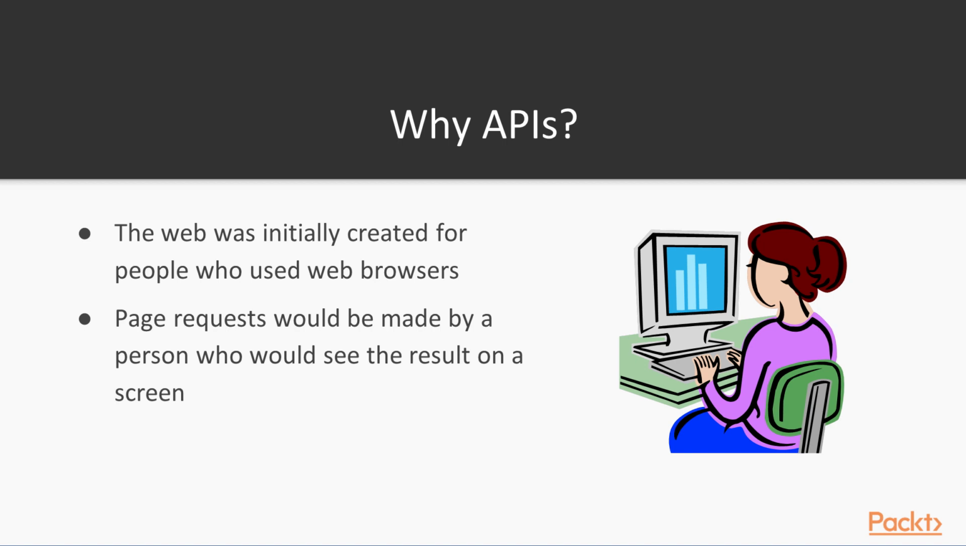When the World Wide Web was first created, it was designed for people who used web browsers. They would make requests through their browser and the browser would respond by communicating with the server. The server would actually format a response for the browser to display the end result to the user, which would be displayed on a screen.